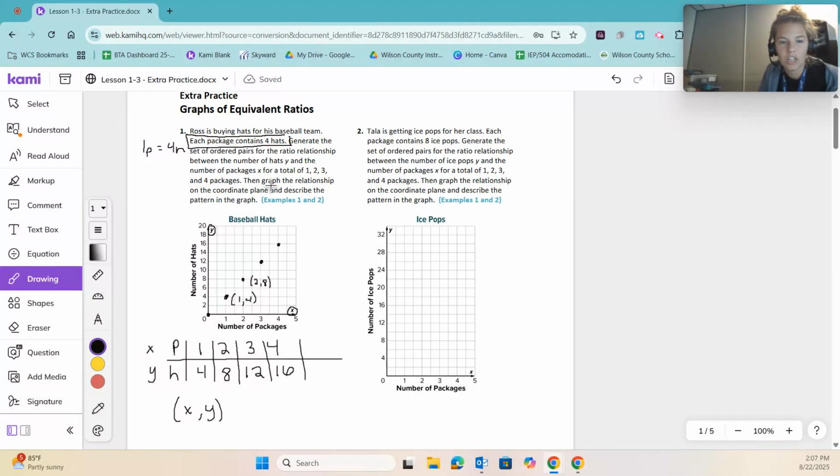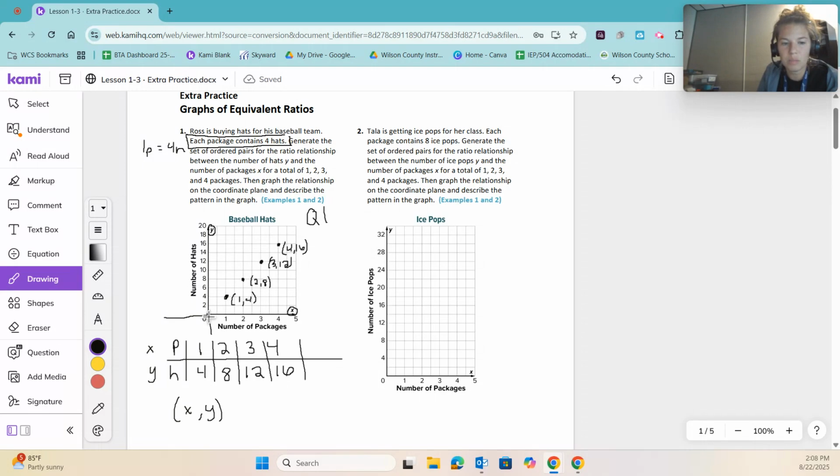So we graphed the relationship. The first thing it says is generate the set of ordered pairs for the ratio relationship. We did that by creating our table. Those are the ordered pairs they're talking about: 1, 4; 2, 8; 3, 12; and 4, 16. Then it said graph the relationship on the coordinate plane. This is called a coordinate plane. This is quadrant 1 of our coordinate plane. When we get into negative numbers, you will have some other quadrants, but we are just looking at positive numbers here.